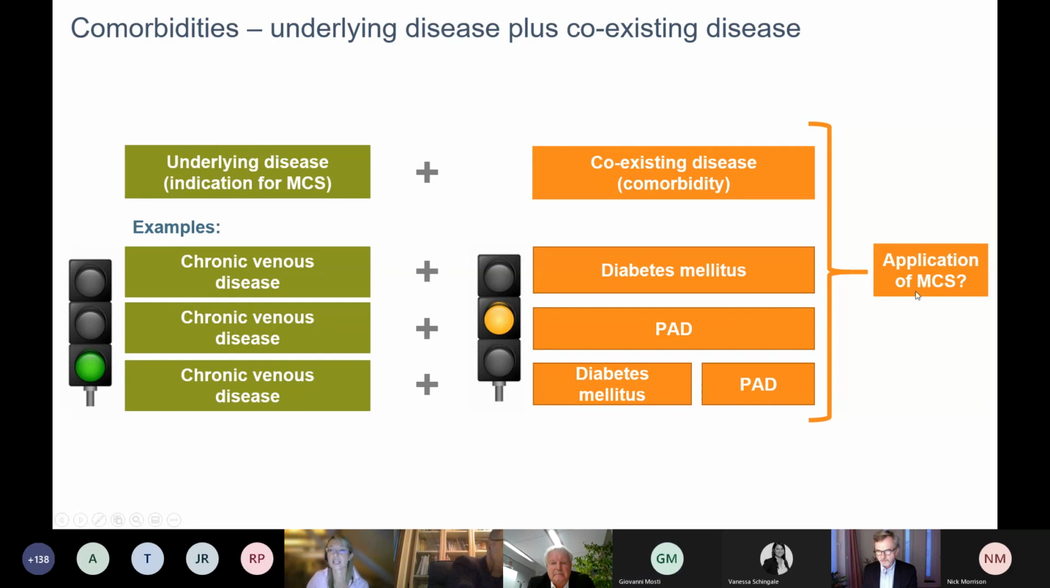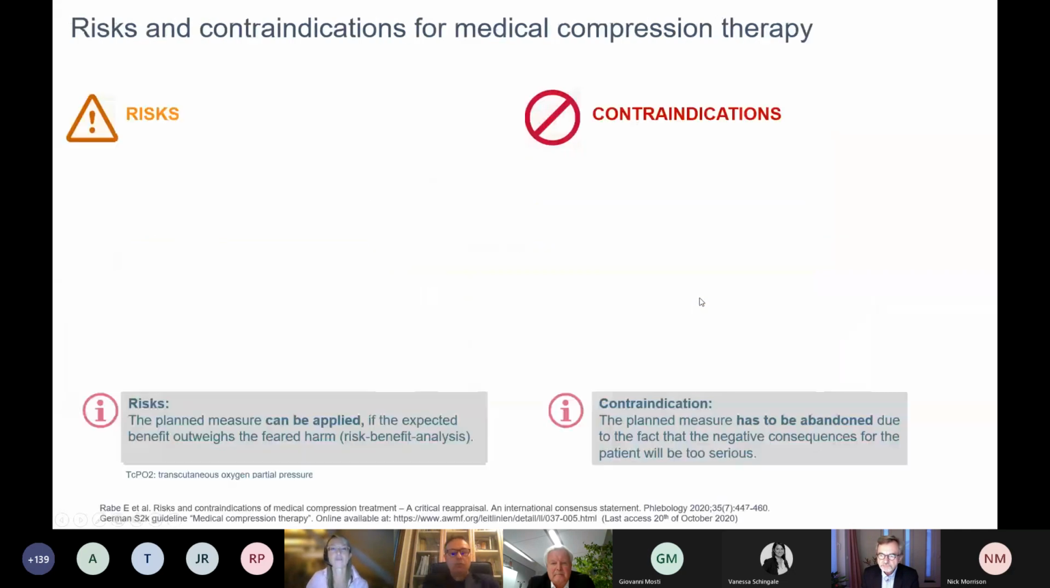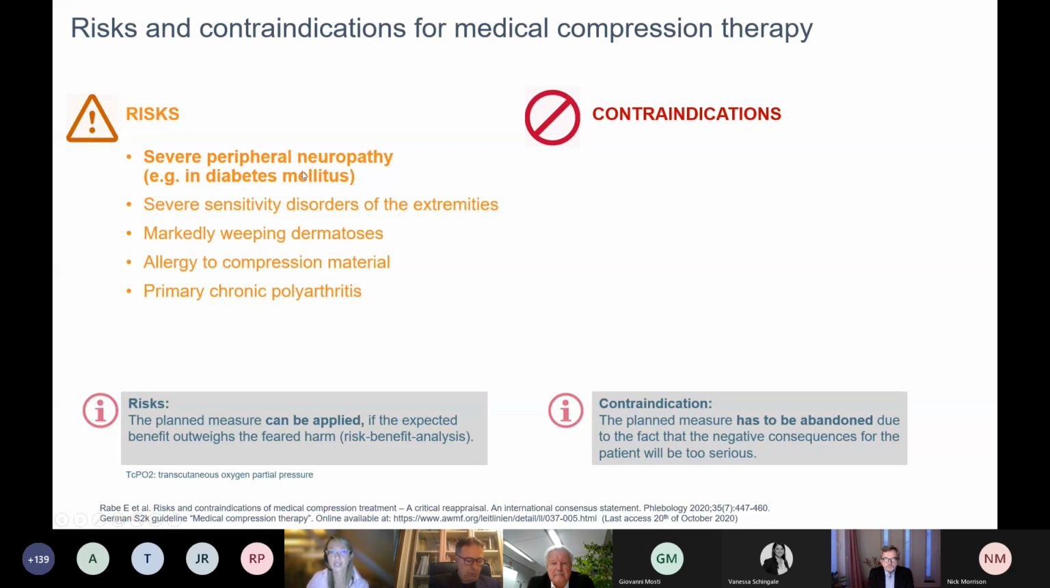And we already heard today why there is this uncertainty regarding the application of medical compression stockings in these patients at risk. And you are all familiar with the well-known risks and contraindications for medical compression stockings and medical compression therapy in general. We all know that severe PNP, especially in patients with diabetes mellitus, is a risk regarding compression therapy, of course, due to the sensory loss, to the reduced sensation of pain and pressure, and then maybe compression might have even detrimental effects in these patients with diabetes mellitus and diabetic neuropathy.